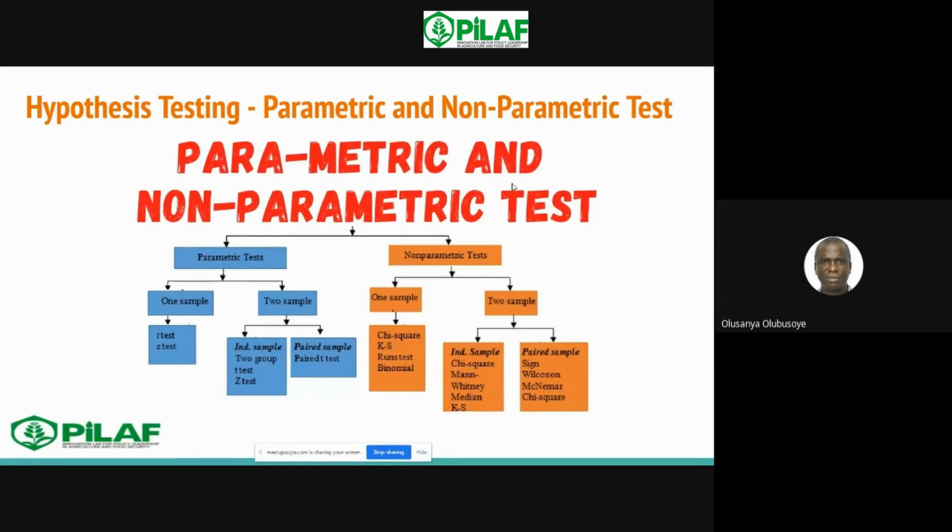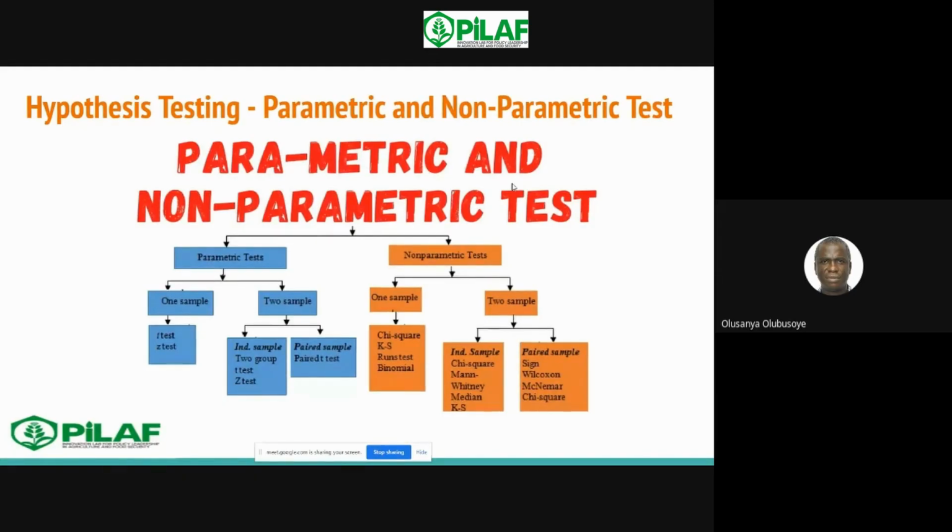So any distribution that has an underlying distribution, assuming that the underlying distribution is normal, then that test is parametric. The common tests in that category are the t-test and the Z test. Of course, you will have heard about the chi-square test, but I won't talk about it because it also has the underlying assumption of a normal distribution.